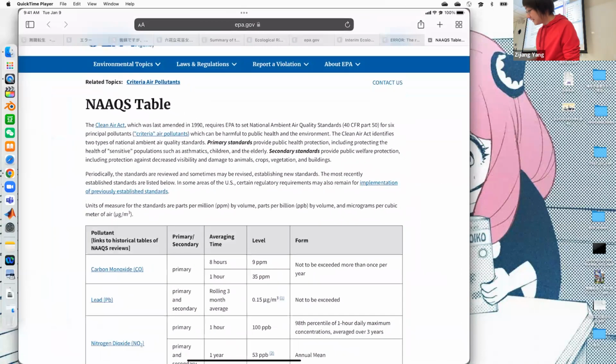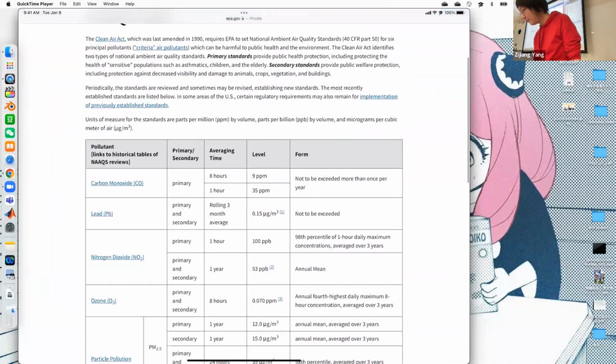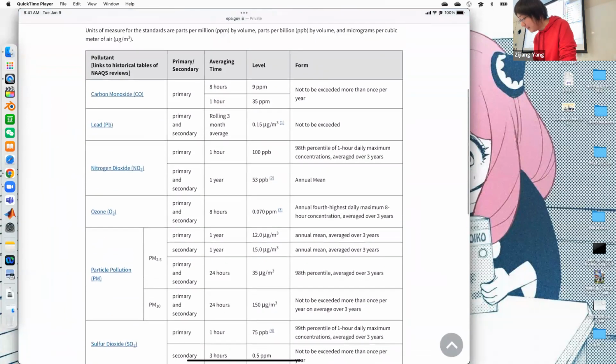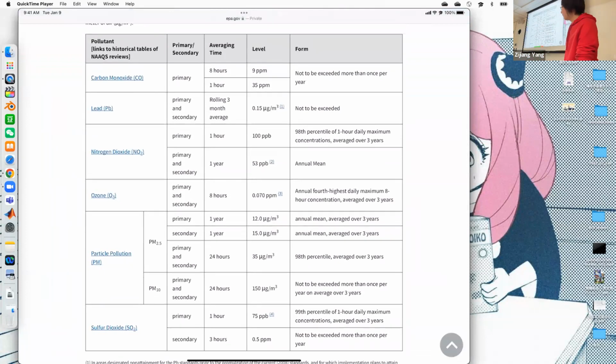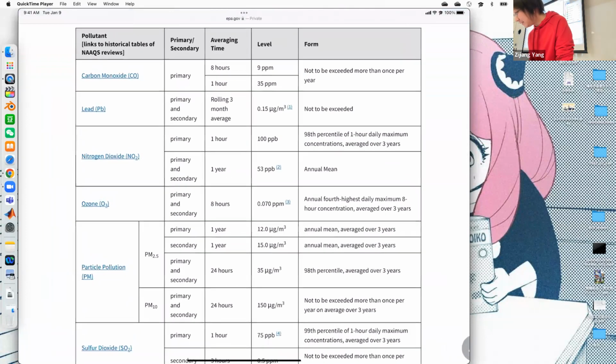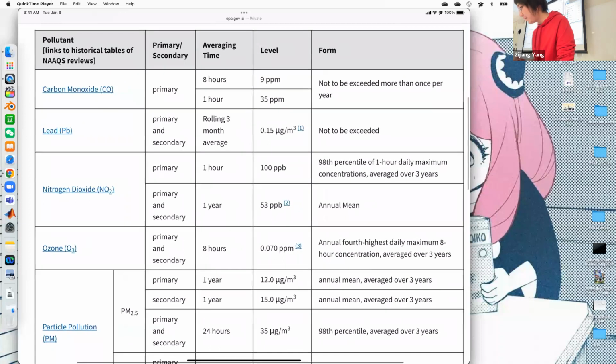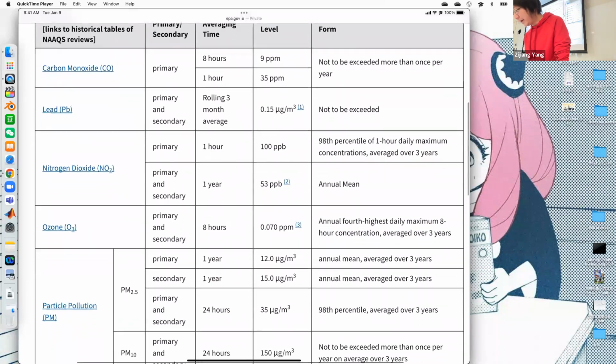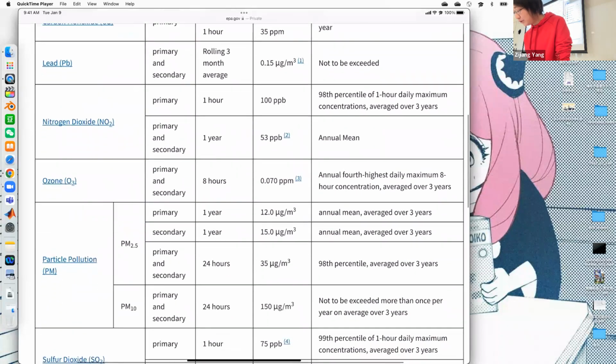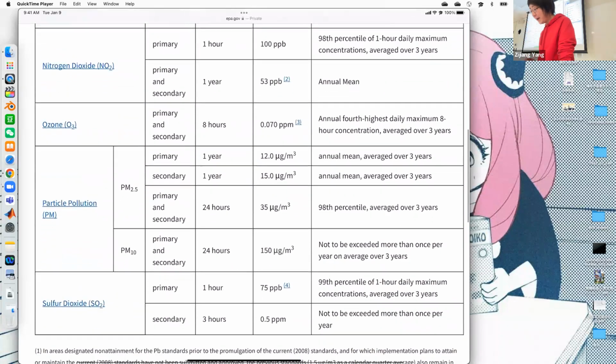Let's just see this table. Oh yeah, it's also describe the primary and secondary here. So from this table, we can see that we have these air pollutants that are regulated by the EPA. We have carbon monoxide, which only has the primary, and we have lead, nitrogen dioxide, ozone, particulate matter, and sulfur dioxide.